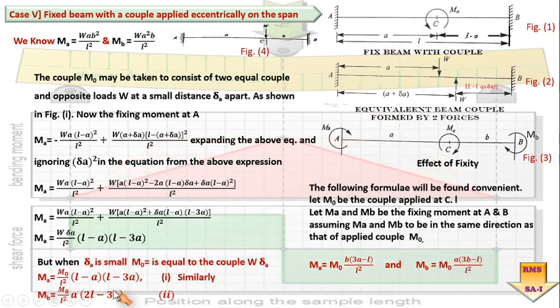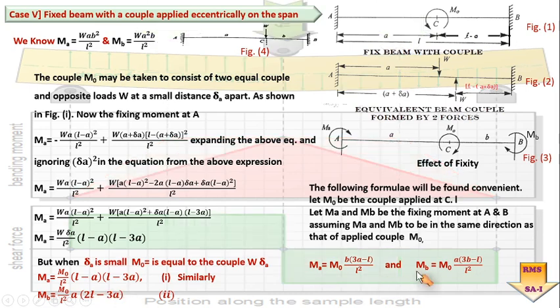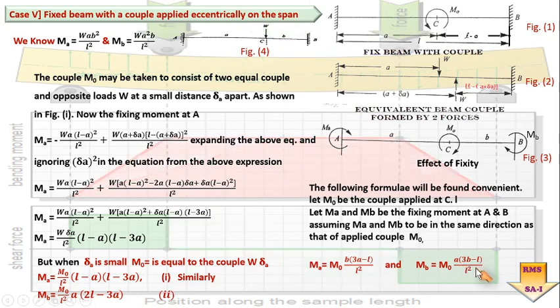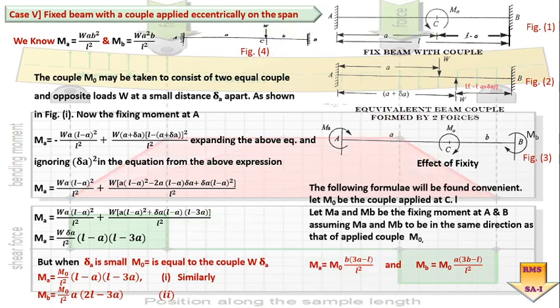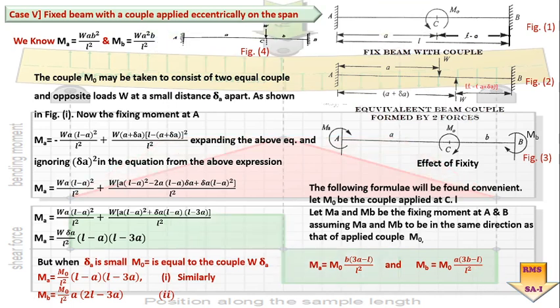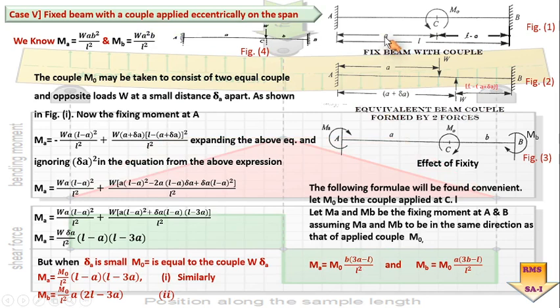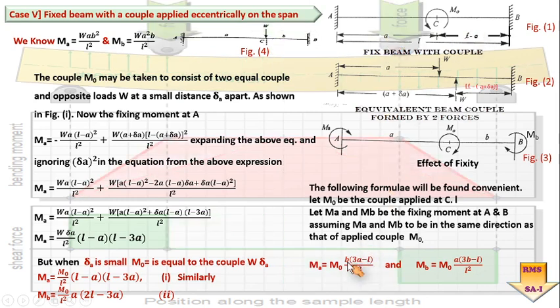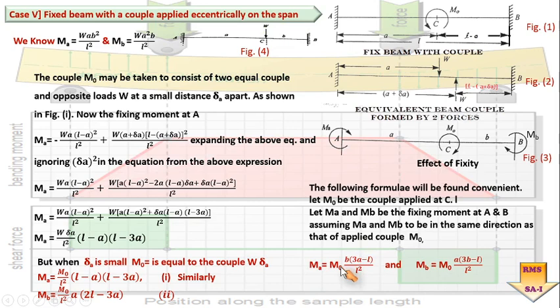Similarly, doing the same sort of simplification related to the lengths and putting their corresponding values, I will be having MB is equal to M0 A into bracket 3B minus L divided by L square. So this is how we have to work out the various values related to the fixed moment when there is a couple. So one can understand, if I have the value of A equal to some number, then by putting that value of A, B and L, I will be in a position to get a value of MA and MB, which are nothing but the fixed moments.